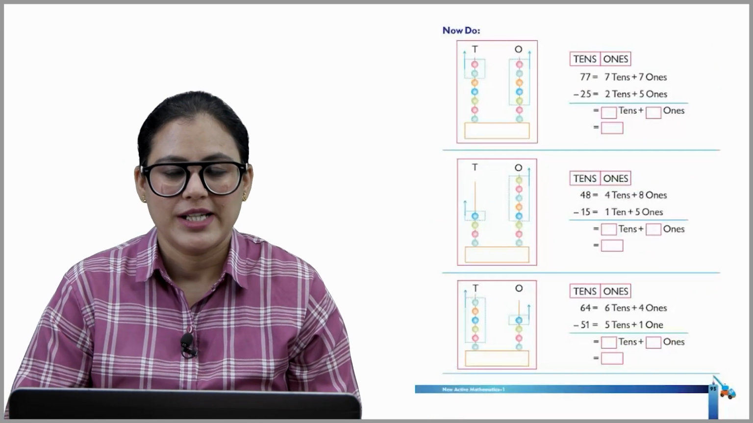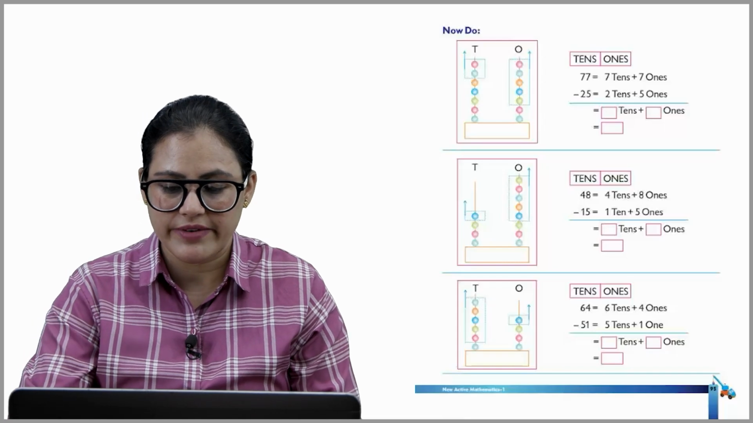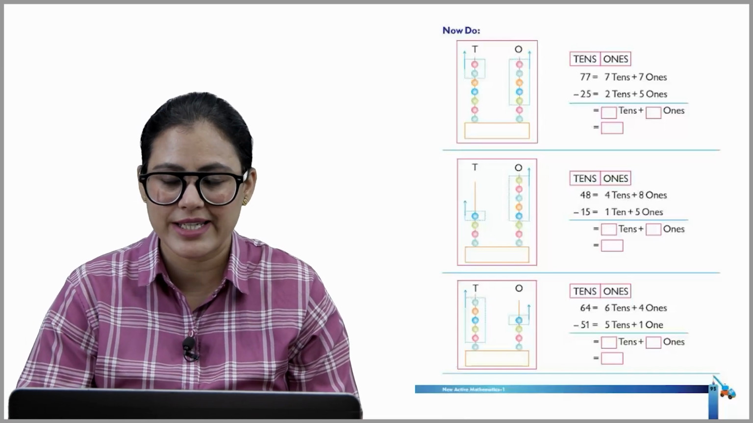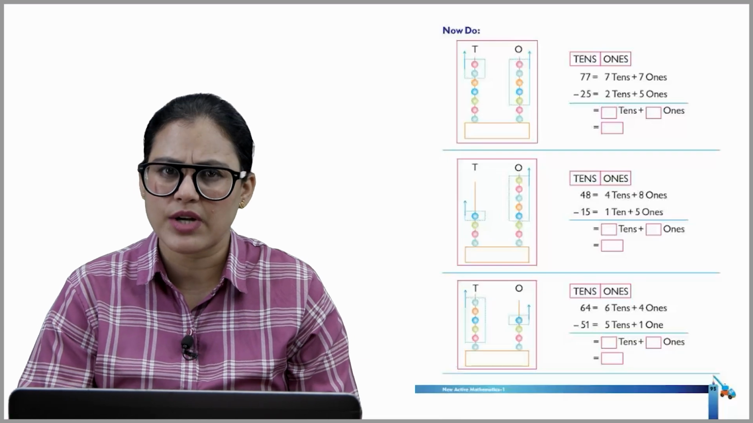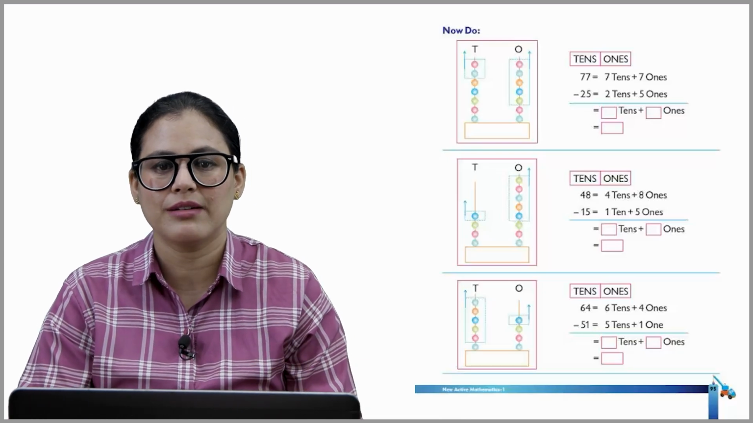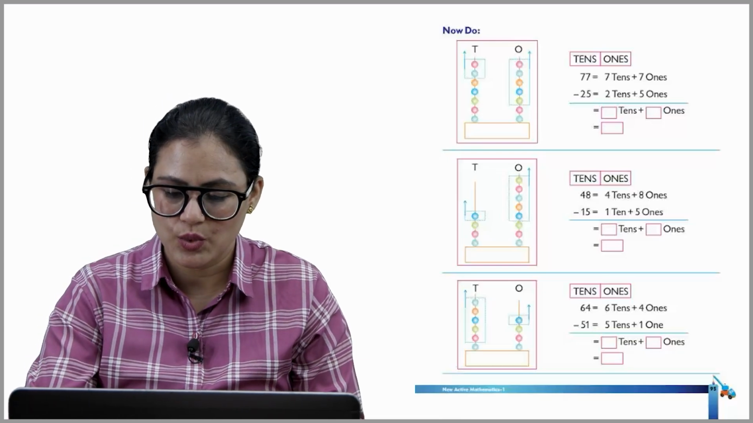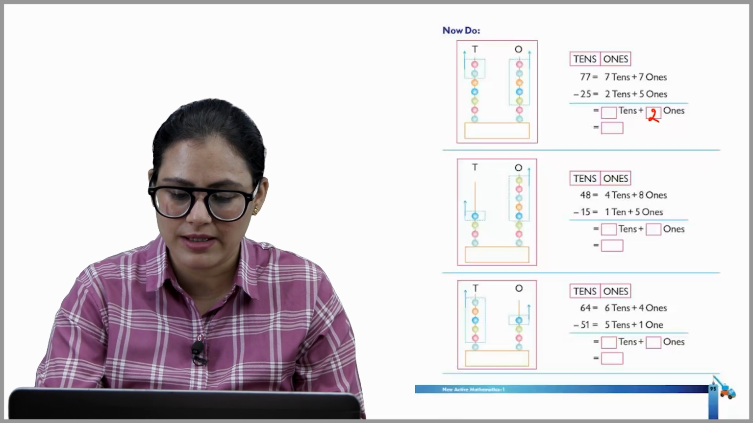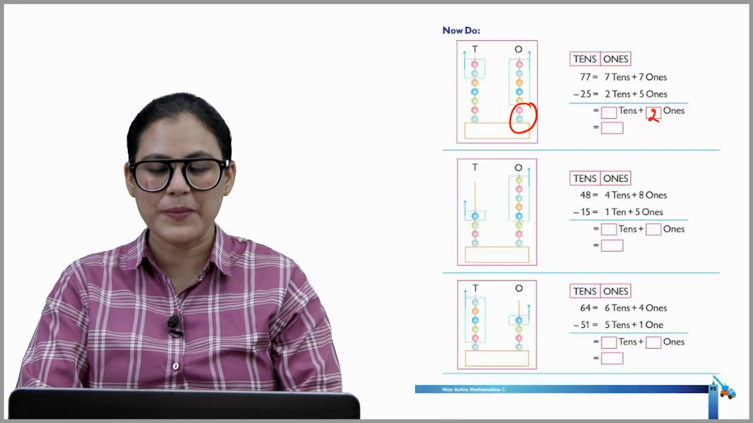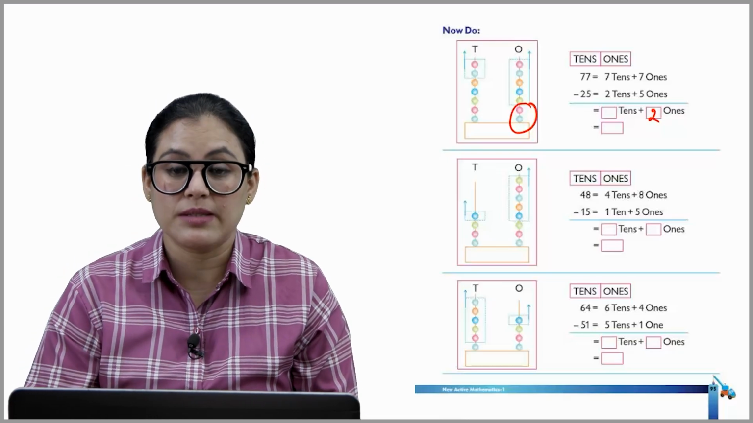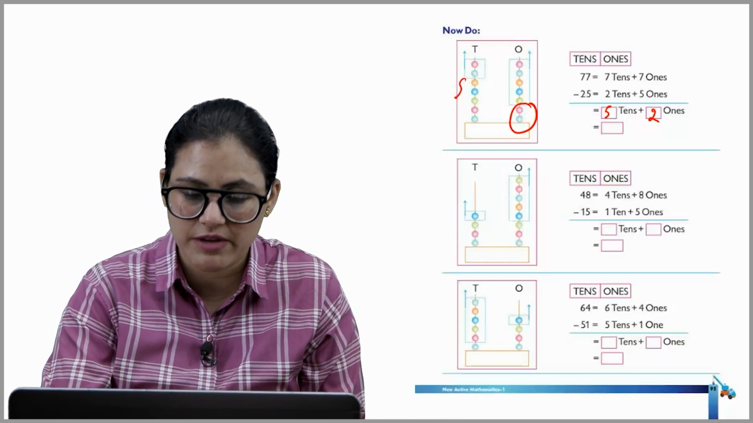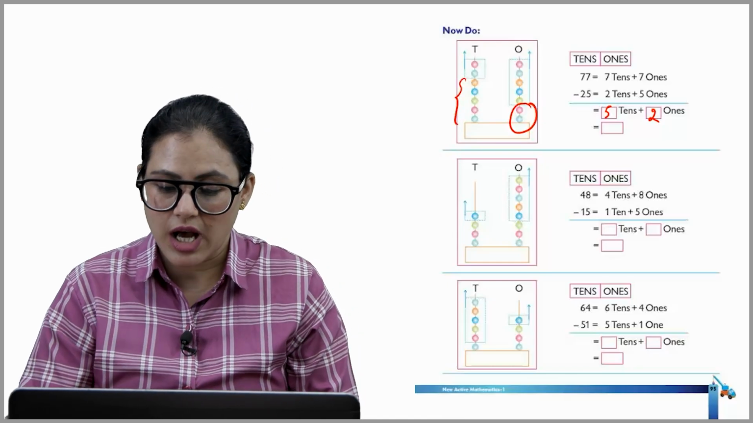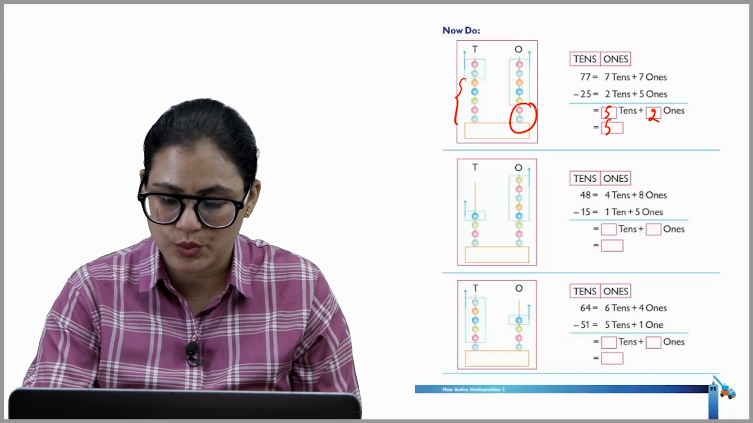Now 77 is equal to 7 tens plus 7 ones, and 25 is equal to 2 tens plus 5 ones. Now subtract. 7 minus 5 ones is 2 ones, as you can see on the abacus. And 7 tens minus 2 tens is 5 tens. See, there are 5 beads on the abacus. So the answer is 52.